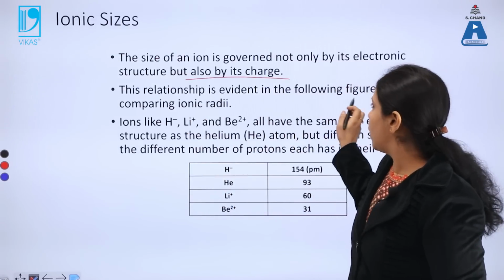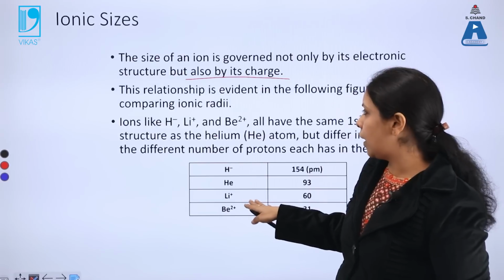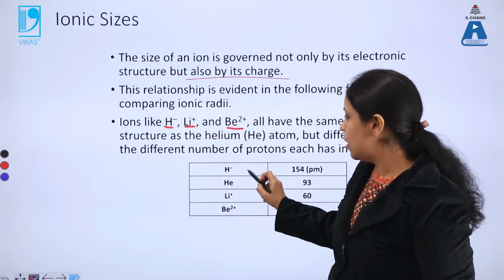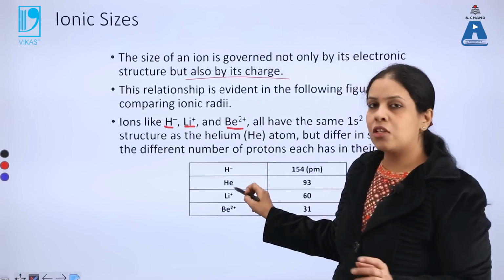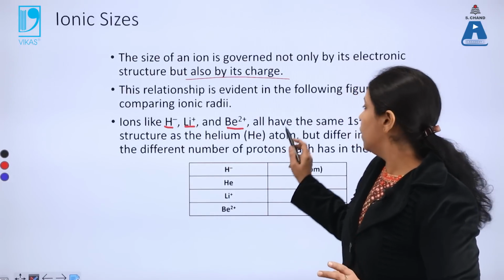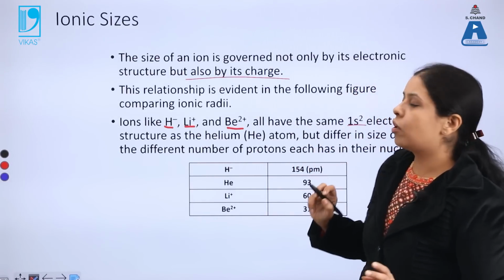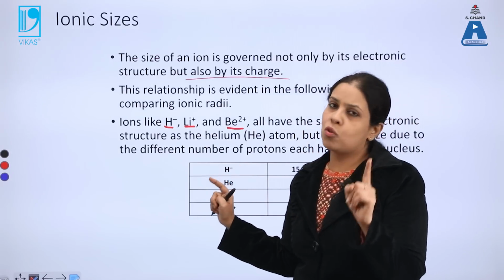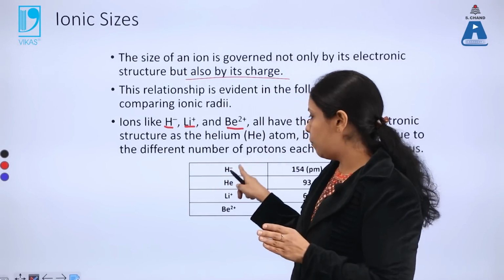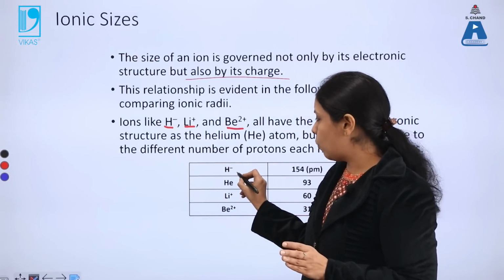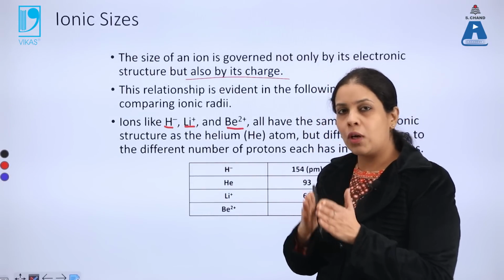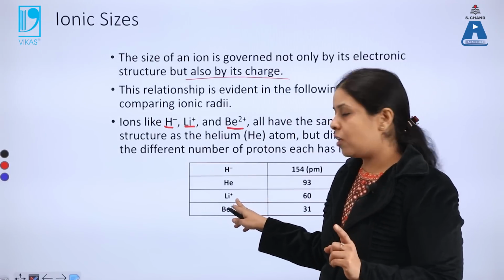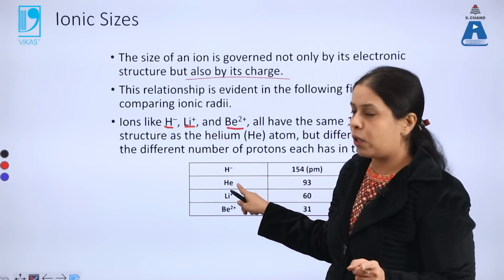This relationship is evident from the ionic radii of ions like H-, lithium plus, and beryllium 2+. These have the same electronic configuration as that of helium, right? All have the same 1s2 electronic configuration. Helium has 1s2. Hydrogen is 1s1, but we have added one more electron because it is an anion, so it has 1s2. Again, lithium has 1s2, 2s1 as a neutral species, but because it is a cation, it again has the configuration 1s2.